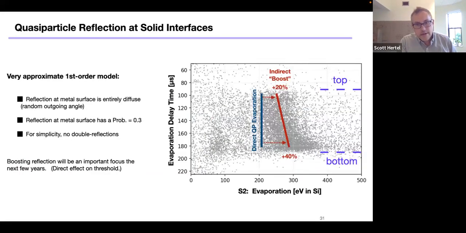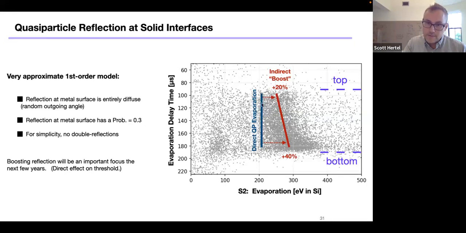And then if we make a very simple first order model of that process, we assume the reflection is entirely diffuse at metal surfaces. We assume that it has a probability of about 0.3, which is consistent with others in literature, including helium experiments. And for simplicity, this is just a first order thing. There's no double reflections going on. And then what we see is that that's consistent with what we see in the data.